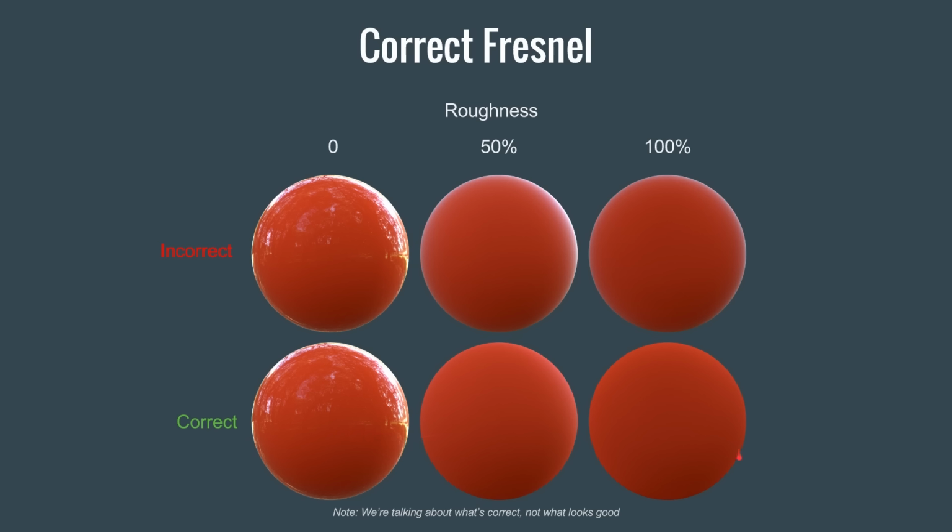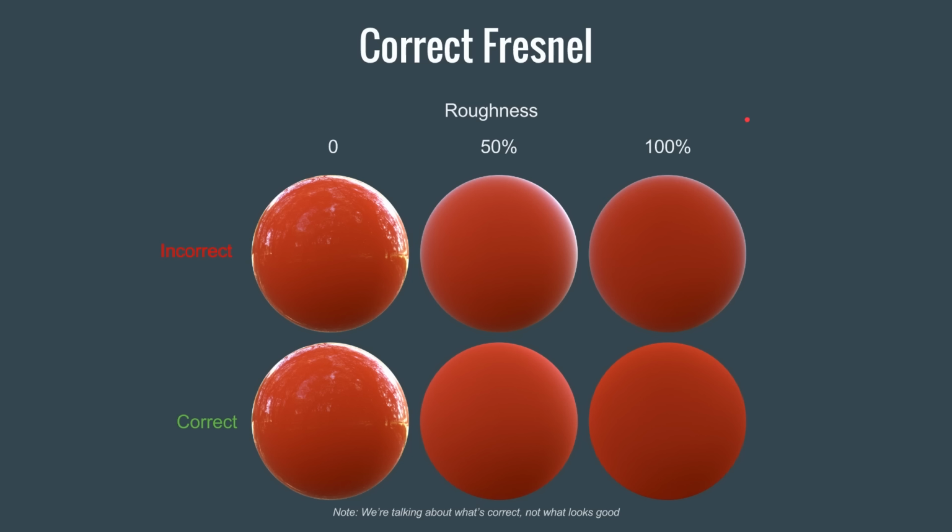Now, you might be thinking when you look at this, well, that's great, but I actually like the first one. Well, what we're talking about is what's correct, not what looks good. We can change this in the future if you want. That's totally fine. But getting it correct is really important for being physically accurate. So it's one of those things that you can set up now and you don't have to think about it again. And it's always going to look accurate. And then those few times that you want to exaggerate things, you can go in there and exaggerate it because you know which things to tweak.